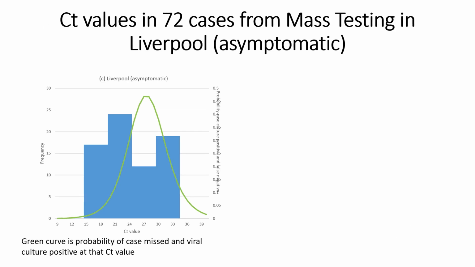Let's look at another data set. This is asymptomatic data. These are the Liverpool CT values.